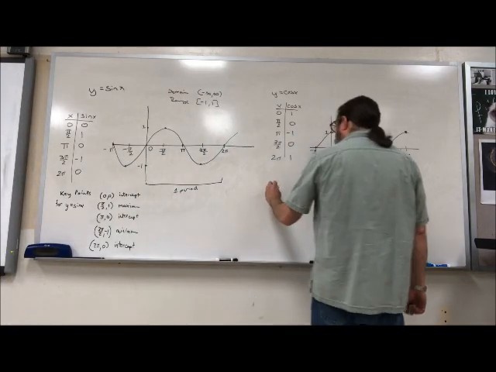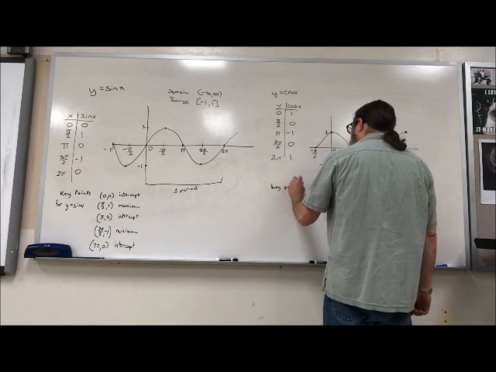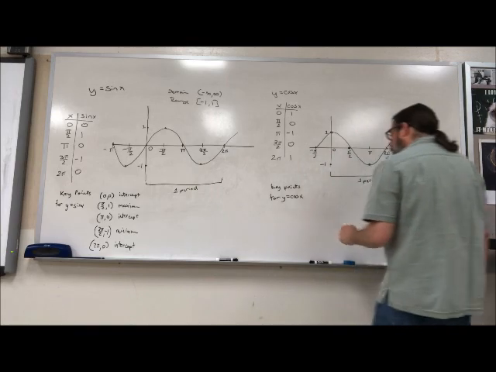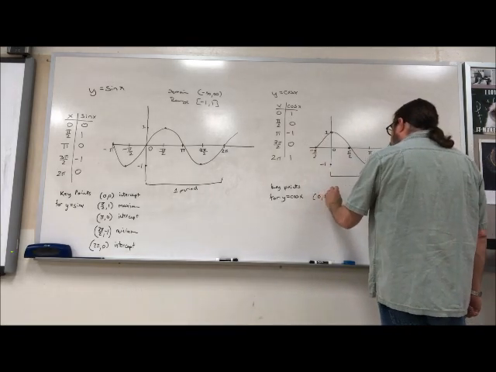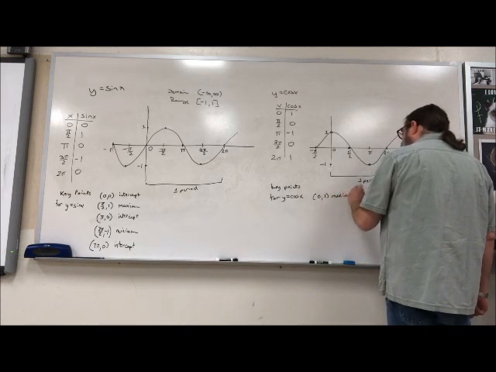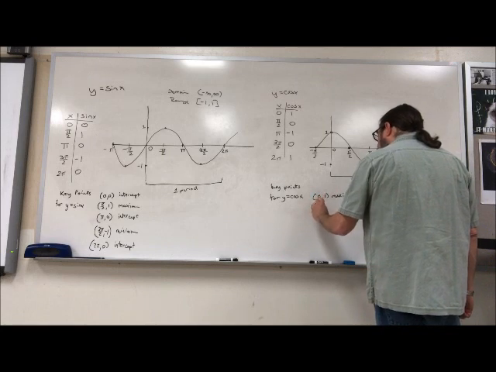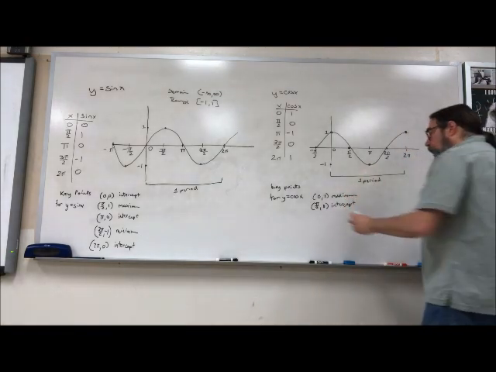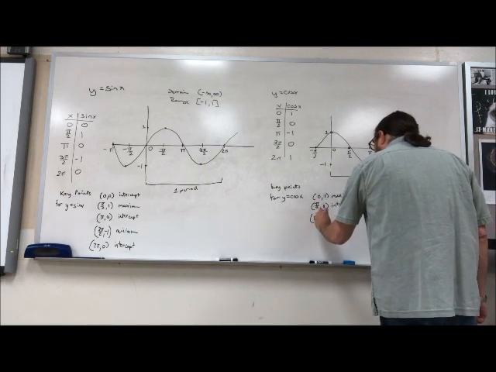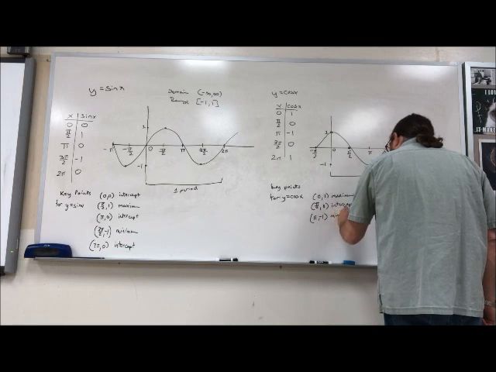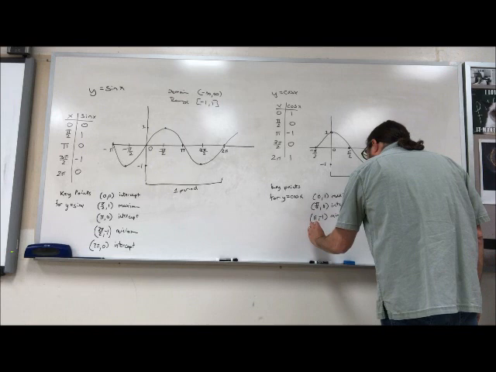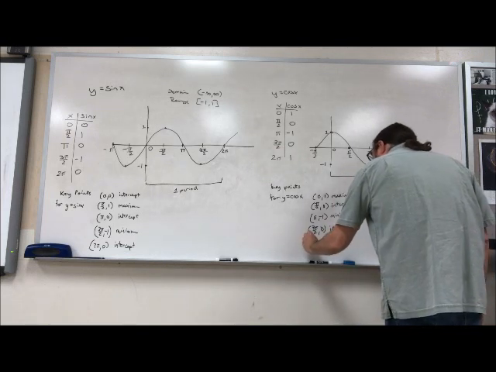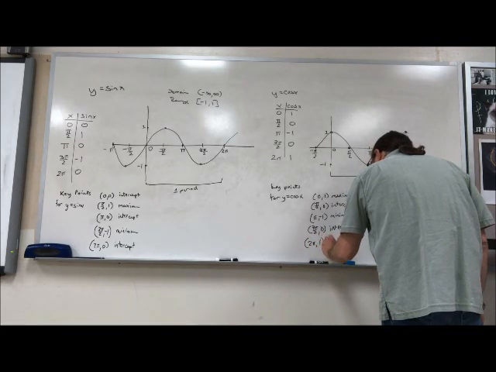Your key points for y equals cosine x. We're going to use the same x values, but as you can see, they have different y values. So our first one is going to be 0, 1. That's going to be a maximum. The next one is going to be pi over 2 and 0, which is going to be an intercept. And then we would have pi and negative 1, which is a minimum, followed by 3 pi over 2 and 0, which is another intercept. And finally, 2 pi, and we're back up to the maximum at 1.